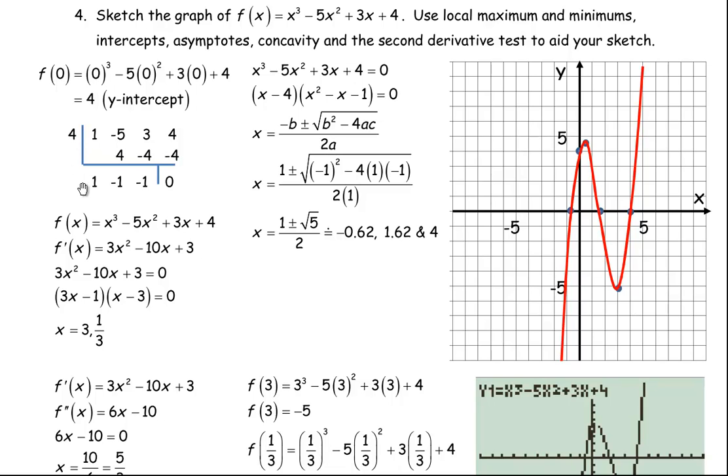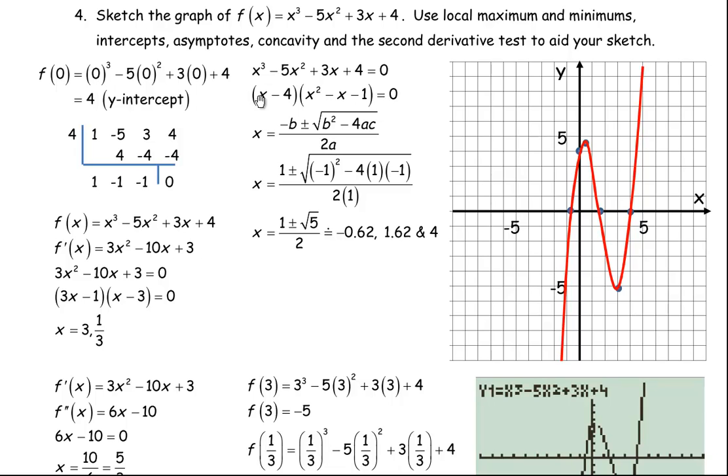And I'm using 4 here. So bring the 1 down. 4 times 1 is 4. Negative 5 and 4 add to negative 1. Negative 1 times 4 is negative 4, so put negative 4 here underneath the 3, and add those, you get negative 1 again. And negative 1 times 4 is negative 4, add to the 4 above it, you get a remainder of 0. So that means that x minus 4 is a factor. And then the other factor would be x squared minus 1x minus 1. So that's what I have written here.